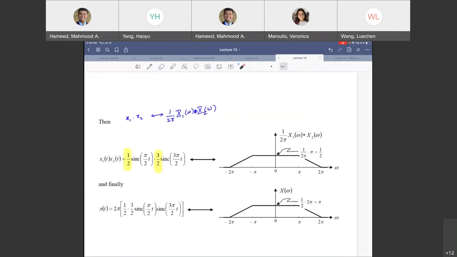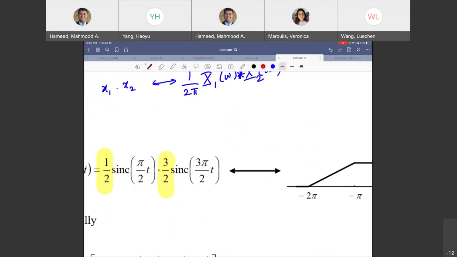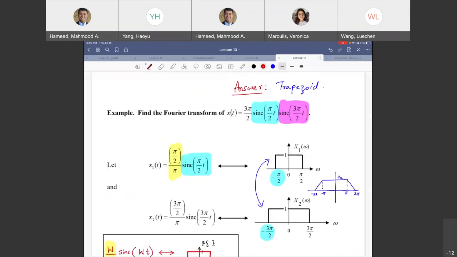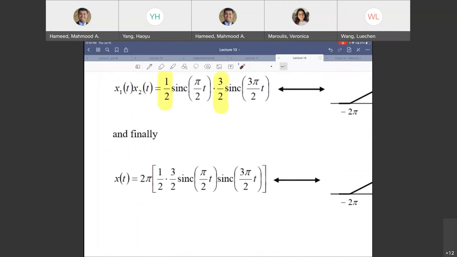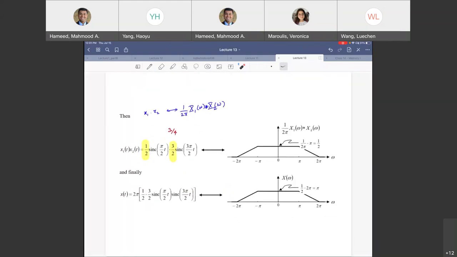Yeah? So okay, we have got the Fourier transform of the product of those two signals. Right now, my scaling is what? Right now, my amplitude on the time domain is 3 divided by 4. But I wanted what? 3 pi divided by 2. So I need to multiply by 2 pi. If I need to multiply by 2 pi on the left side, to get 3 pi divided by 2, then I need to multiply this guy by 2 pi. So my earlier height was half, now it becomes pi. Questions about this example? A trapezoid, and it matches the trapezoid result that we had earlier.